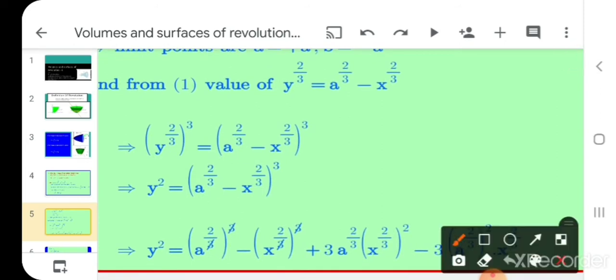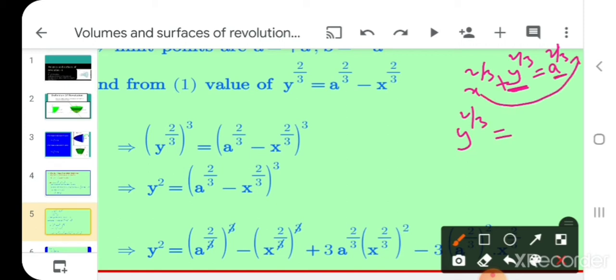Is it clear? The given equation is x power 2 by 3 plus y power 2 by 3 equals a power 2 by 3. From this I write the value of y power 2 by 3. What is that? a power 2 by 3, by taking x power 2 by 3 to the RHS, what do we get? Minus x power 2 by 3. Now I am cubing on both sides. The 3s are cancelled here. What is the remaining term? y square equals (a power 2 by 3 minus x power 2 by 3) whole cube. Okay, we get the y square value.